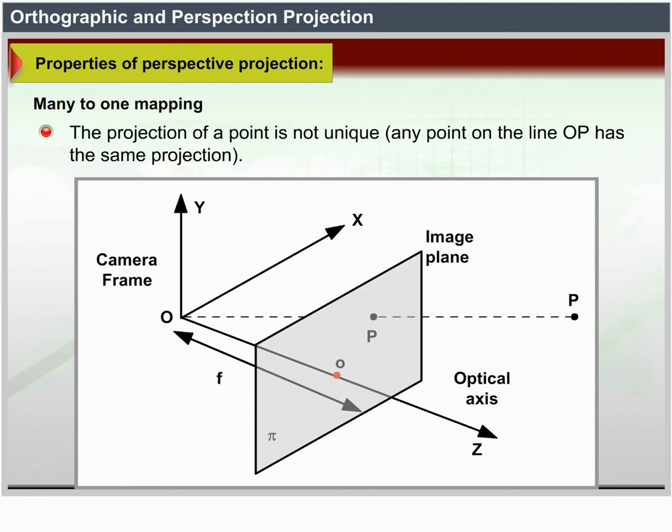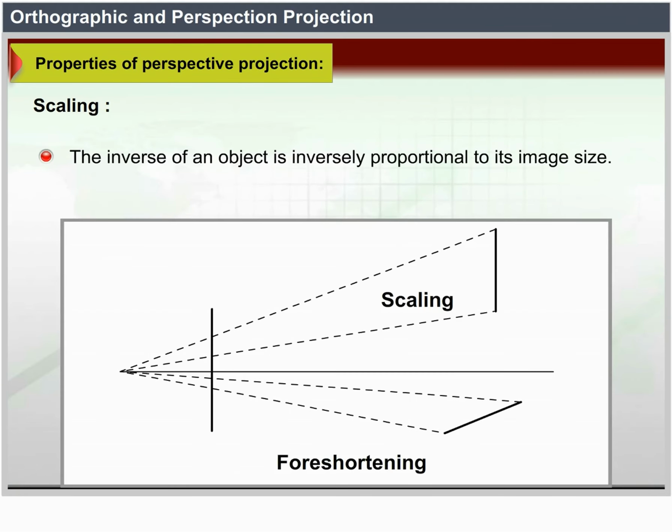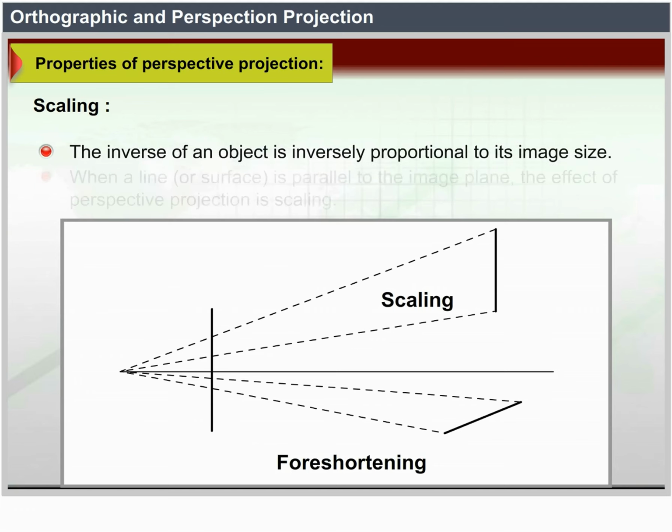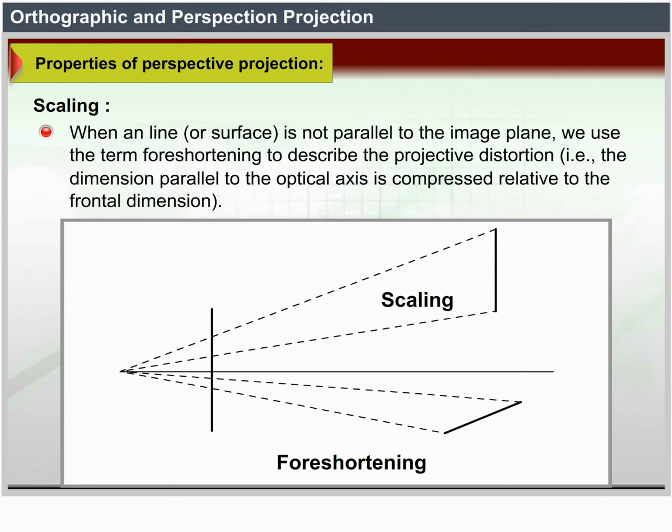Scaling. The distance of an object is inversely proportional to its image size. When a line or surface is parallel to the image plane, the effect of perspective projection is scaling. When a line or surface is not parallel to the image plane, we use the term foreshortening to describe the projective distortion. That is, the dimension parallel to the optical axis is compressed relative to the frontal dimension.